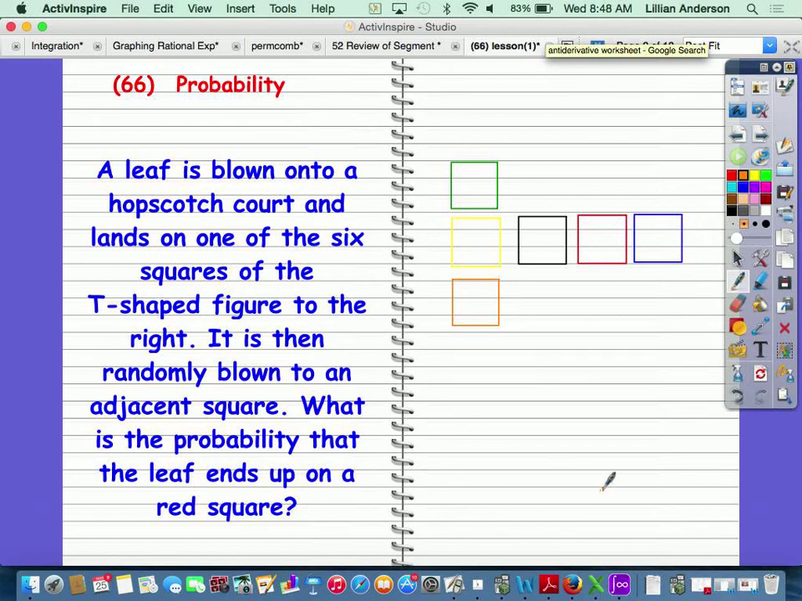So this first example says a leaf is blown into a hopscotch court and it lands on one of the 6 squares of the T-shaped figure to the right. It is then randomly blown to an adjacent square. What's the probability that the leaf ends up on a red square? I know you don't see red in your picture, but you can see it up here. What is the probability that the leaf ends up in a red square? 1 out of 6, because how many squares are there? 6. How many red ones? Let's keep it moving, okay?